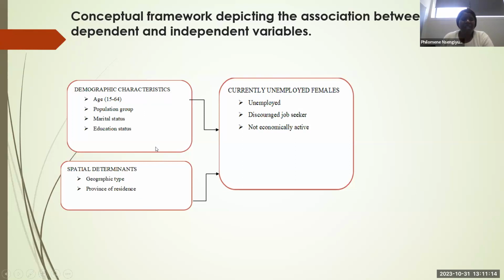How are these socio-demographic characteristics of women linked to currently unemployed females, or how are they linked to female unemployment? So under the dependent variable, I have those who are unemployed, those who are discouraged job seekers, and those not economically active.